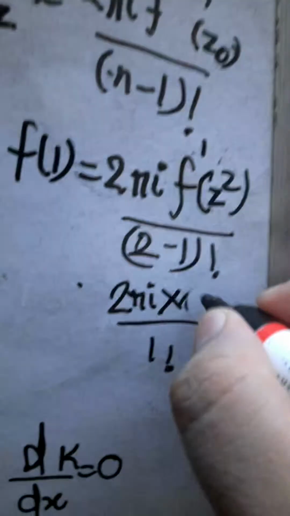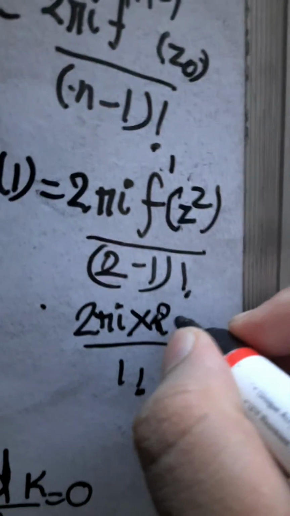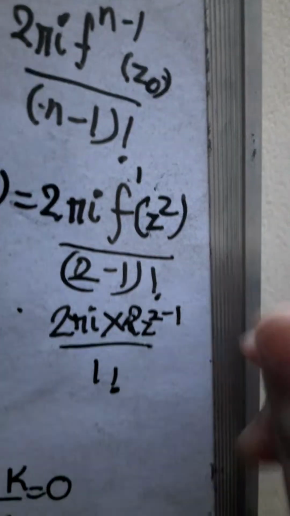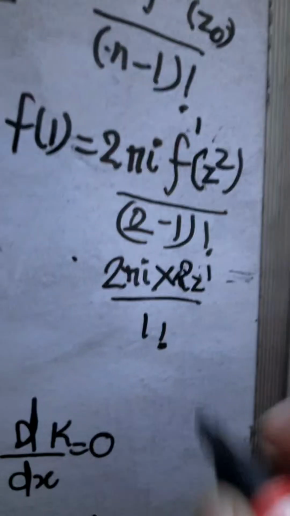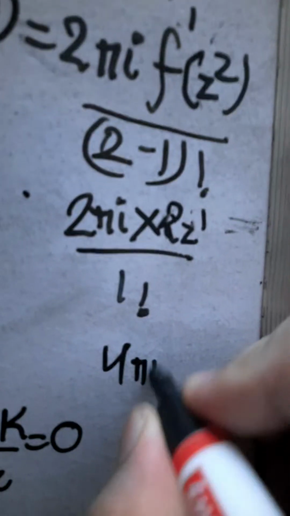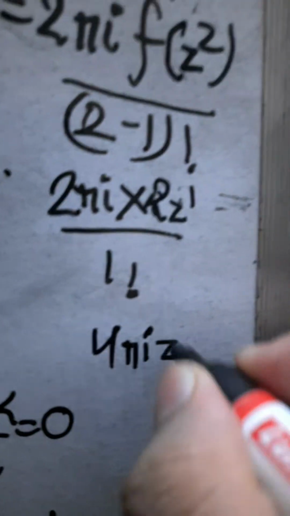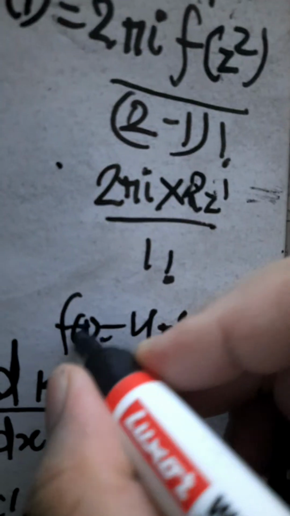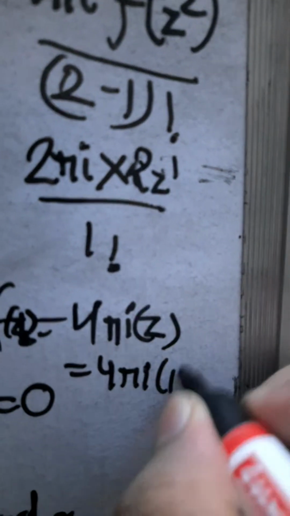So here n is 2, so 2 would be outside, n x, x would be z, n x raised to n minus 1, 2 minus 1, which would be 1. So raised to n minus 1. So here we got 2 into 2 is 4 pi I. 1 factorial is 1, so no need to write, into z, which is our 1, f of 1, equal to f of z naught, right? f of z naught is equal to 4 pi I into 1, which is 4 pi I.